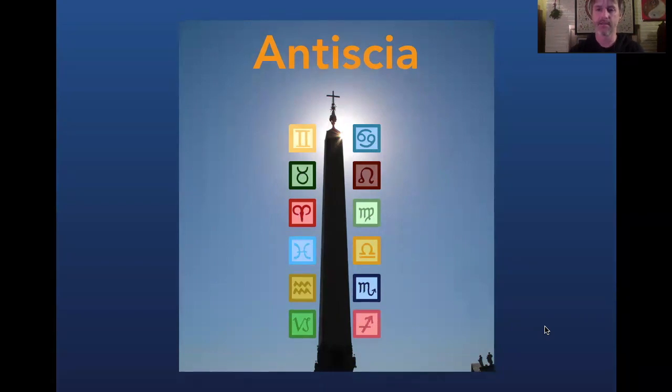related in this way. Now, if we want to bring it down to degree measure, 20 degrees tropical Gemini would be Antiscia to 10 degrees tropical Cancer. 25 degrees tropical Cancer, 5 degrees tropical Gemini. 15 degrees tropical Leo, 15 degrees tropical Taurus. 7 degrees tropical Virgo, 23 degrees tropical Aries. Does that make sense? Antiscia.